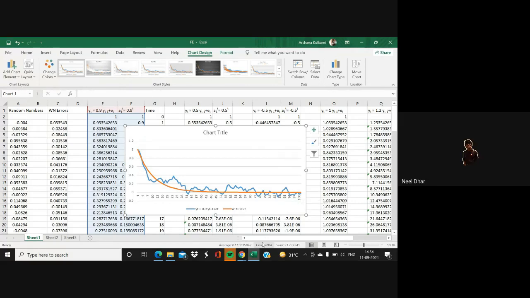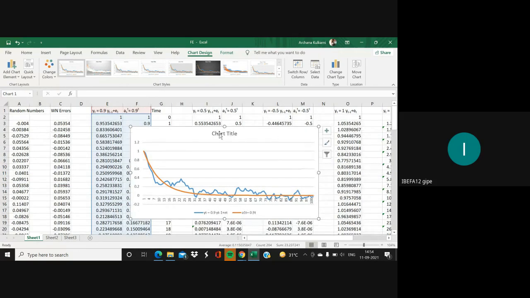Ma'am, could you also plot column C, the white noise errors, along with these two in the same graph? All right.